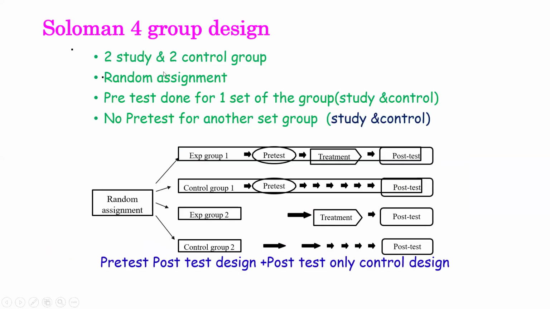So this is, we can say, a combination of the pre-test post-test design with the post-test only design. You just clearly observe this. In the first set, the pre-test is conducted, treatment is conducted and post-test is carried out. Whereas in the second group, the experimental control group, only the post-test is carried out.